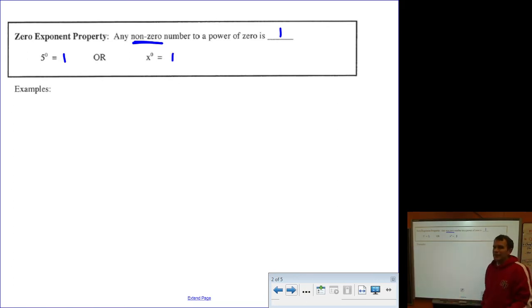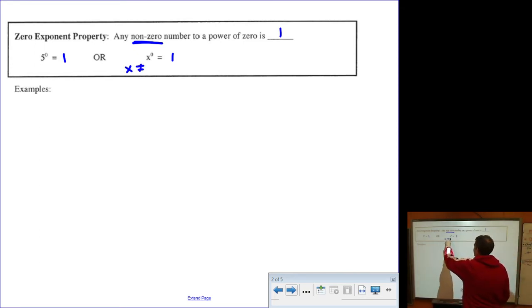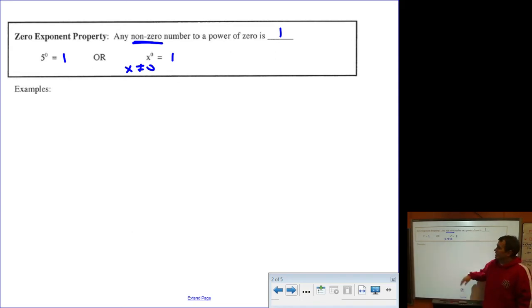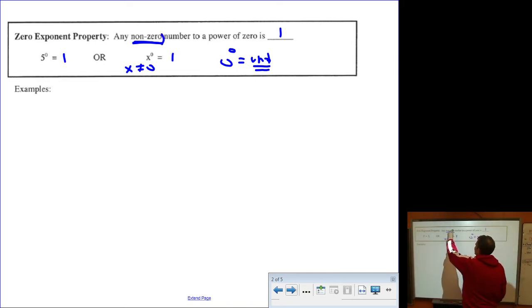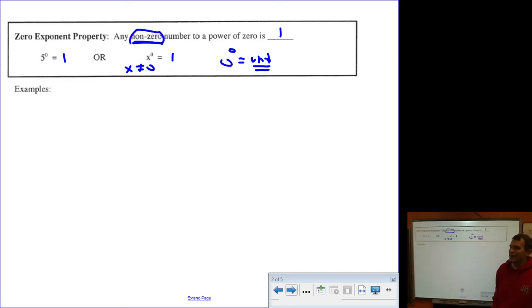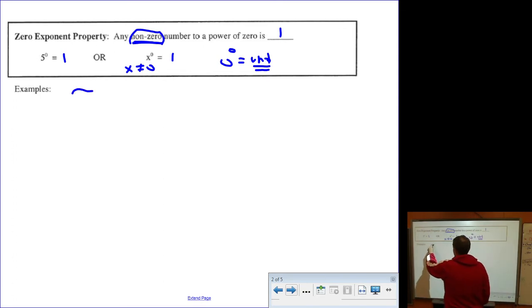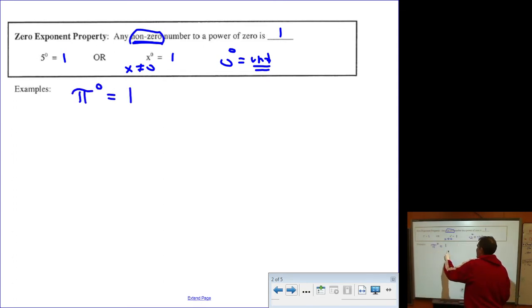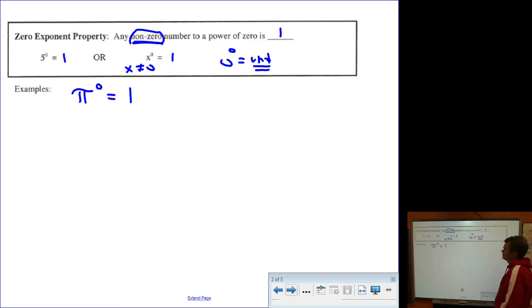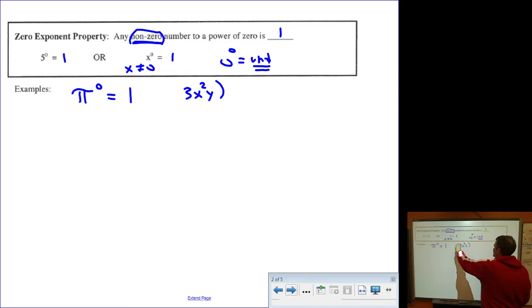And if this was in a book, there would probably be some type of disclaimer saying x cannot equal 0. Because if x were 0, you'd have 0 to the 0 power, and that's kind of undefined. All right? But anything else, any non-zero number equals 1. So even if I have something like pi, pi to the 0 power would be 1. If I had a whole bunch of stuff like 3x squared y, all to the 0 power, it would equal 1.